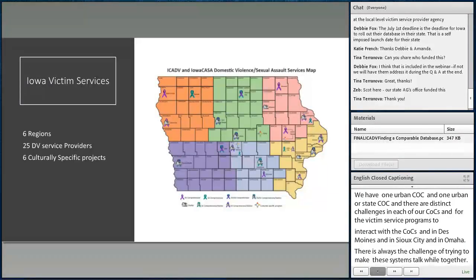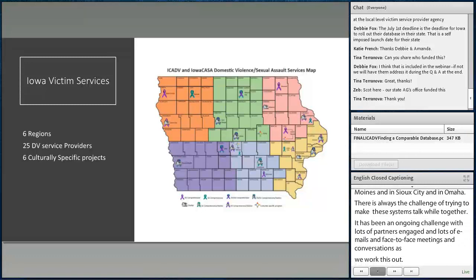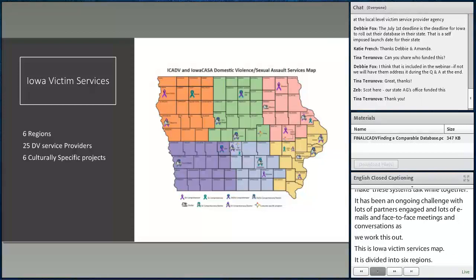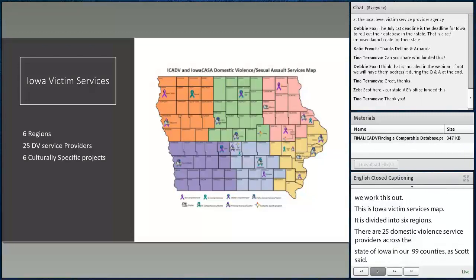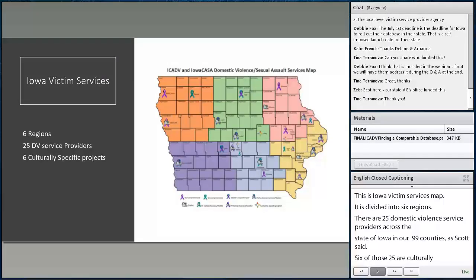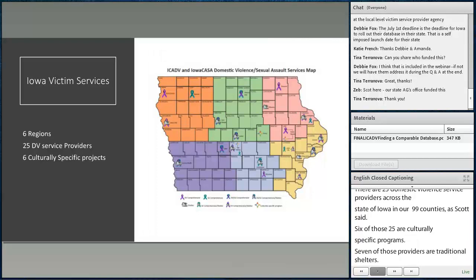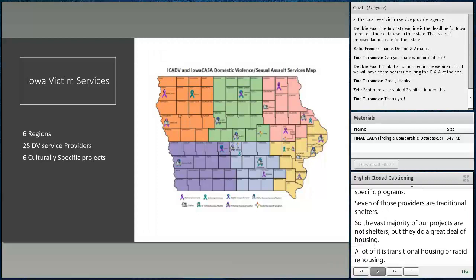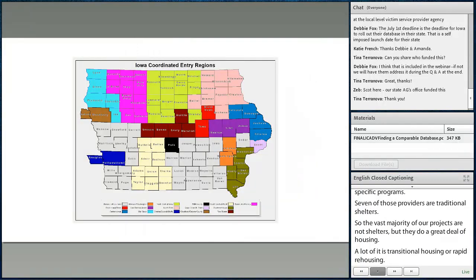So this is Iowa's victim service map. It's divided into 6 regions. There are 25 domestic violence service providers across the state of Iowa in our 99 counties. As Scott said, 6 of those 25 are culturally specific programs, and 7 of those providers are traditional shelters. So the vast majority of our projects are not shelters, but they do a great deal of housing. A lot of it is transitional housing or rapid rehousing, and frequently in many regions of our state, they are the only service providers doing any sort of housing or homelessness work.